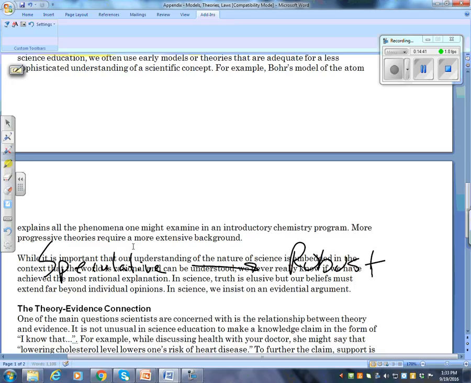Anyways, okay? So yeah, you're taught the Bohr model because it explains the basics, right? But as you get more and more down the road in chemistry, you're going to learn that the Bohr model doesn't quite cut it, and there are different ways to describe things.